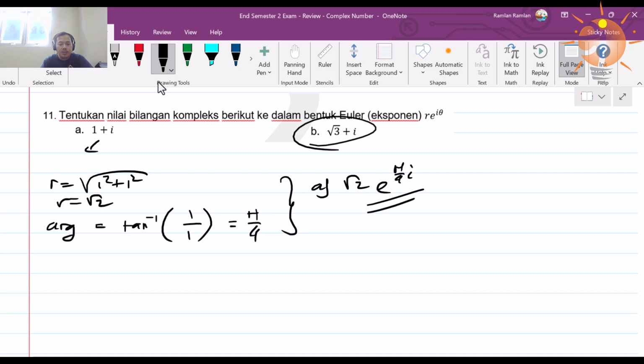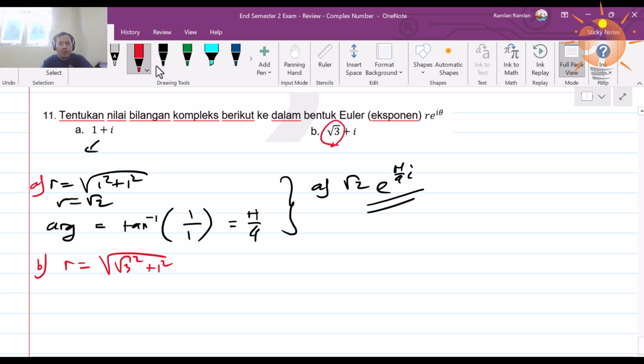Now the same thing for question B. Let's do the same thing. Let's find the r first. Now we have r equal to the square root of 3 squared plus 1 squared. Remember it's not this one, leave the i alone. This is the coefficient of i, which is 1. So this is 3, this is 1, you will get square root of 4, which is just equal to 2. So that is the r value.